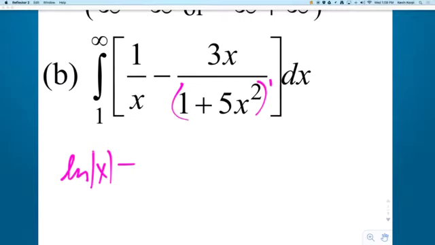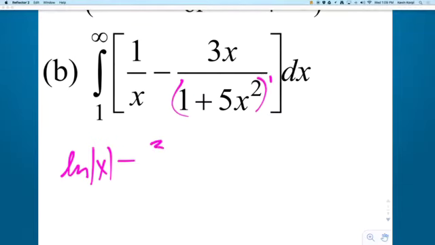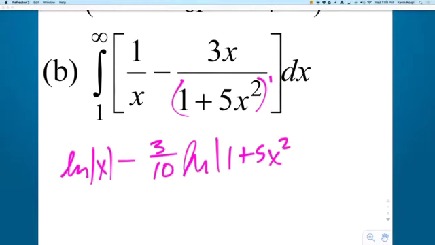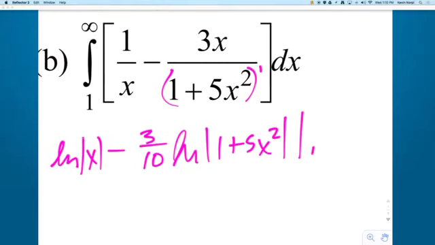Do we have a 10x in the top? We have a 3x, so the 3 goes along for the ride, and now we're just off by a 10, so we'll have a correction of a 1/10. So with the 3 going for the ride and a correction of a 1/10, we end up with a 3/10 coefficient, and then the rule of integration is ln. So we get 3/10 ln of 1 plus 5x squared from 1 to infinity.